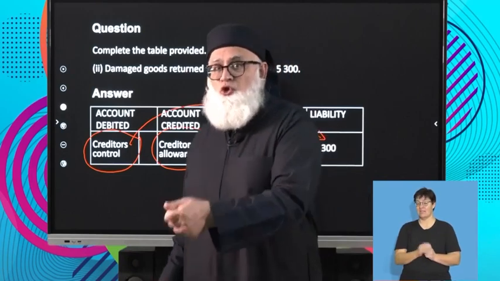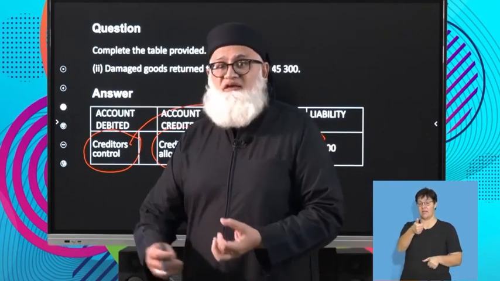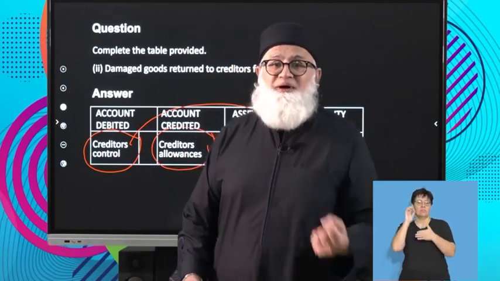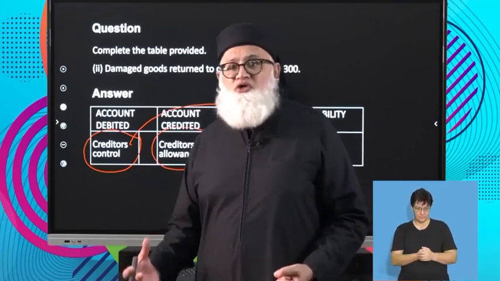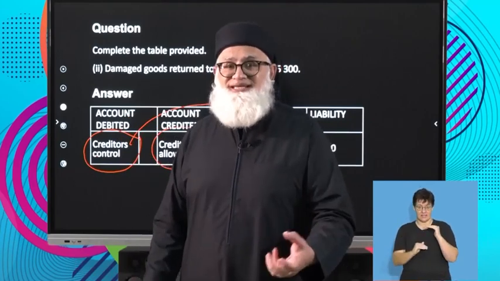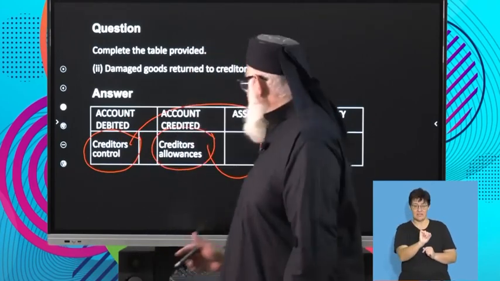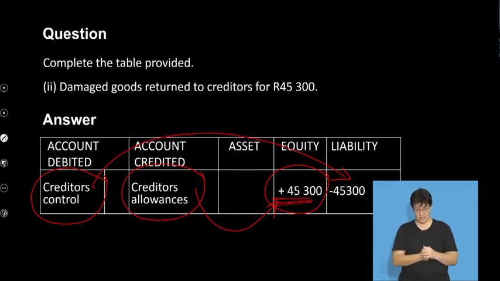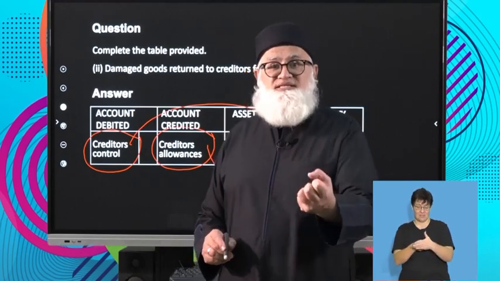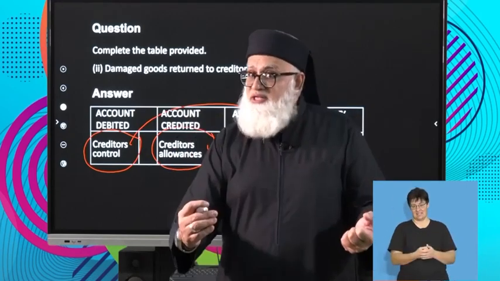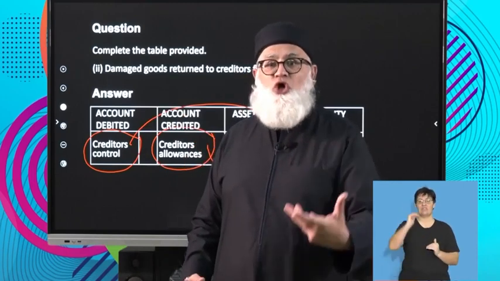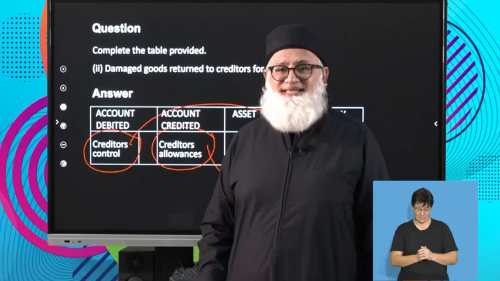When you are returning goods, creditors' allowances will eventually be subtracted from your purchases. So now, because it's going to decrease your purchases, it's going to increase your owner's equity. And that's the reason for the plus 45,300 in the owner's equity account. So keep this in mind. Creditors' allowances will eventually be transferred to your purchases, and it will reduce your purchases. And therefore, we know purchases is an expense. And when you reduce your purchases, you are actually increasing your owner's equity. I hope you understand that. All right.